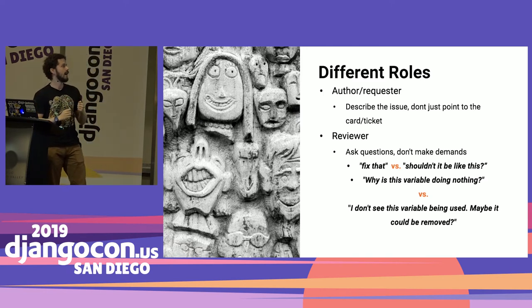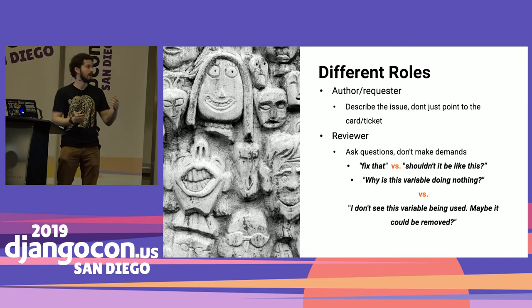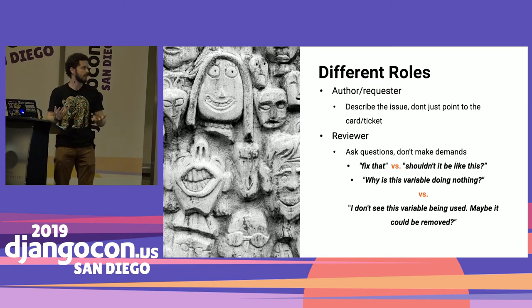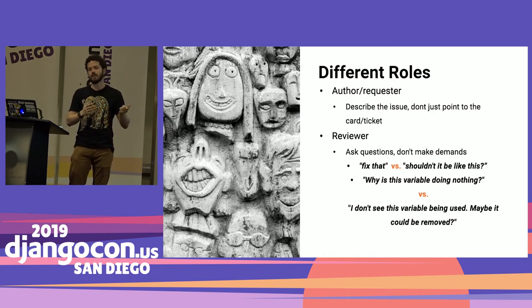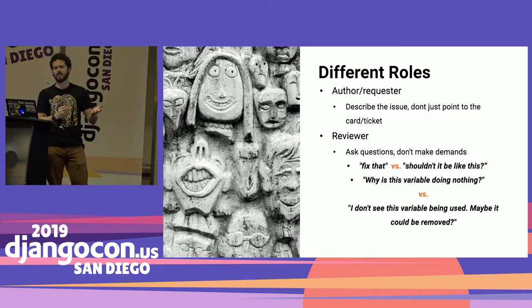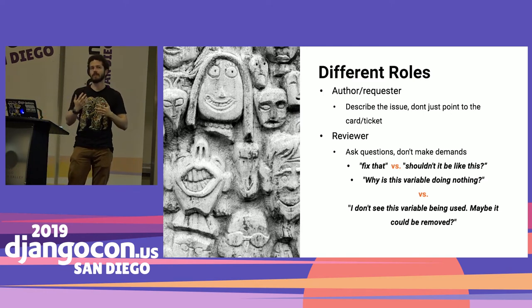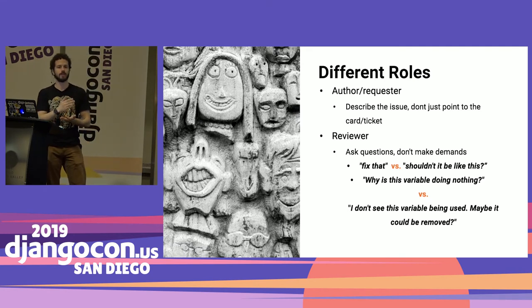As a reviewer, remember to always ask questions. Don't make demands. So instead of just saying, fix that thing, why don't you say, shouldn't it be like this? It's a much more polite and nicer way to say it. Also, don't say, why is this variable doing nothing? You could instead say, I don't see this variable being used. Maybe you should remove it. Because sometimes it's something that you might not be seeing, that the person who wrote the code has already thought about, and you give the person the opportunity to explain themselves, and maybe it's something that you didn't catch at first, but then you think, oh yeah, that actually makes sense.